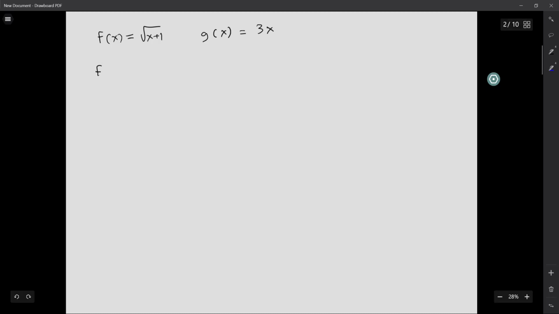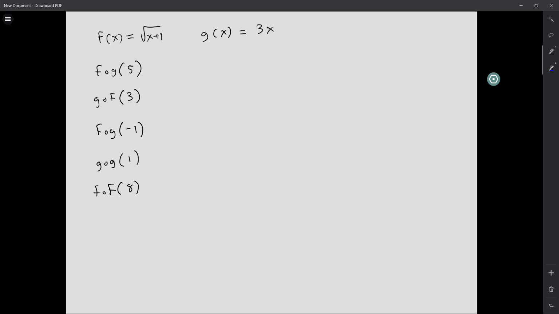We have f of g of 5, g of f of 3, f of g of minus 1, and then a couple of fun ones, GOG of 1 and FOF of 8.